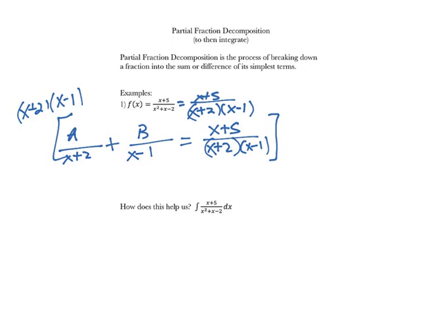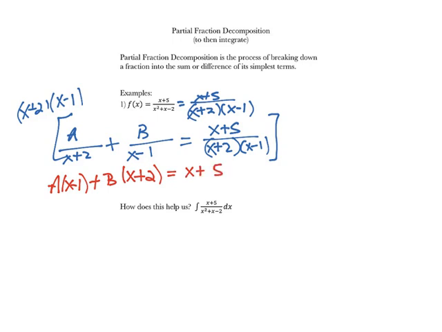So when I do that, the x plus 2 factor cancels with the x plus 2 factor in the first term, so I just have A times x minus 1. In the second term, the x minus 1's cancel, and I'll have B times x plus 2. On the right-hand side, the whole denominator will cancel, and I'll have x plus 5.